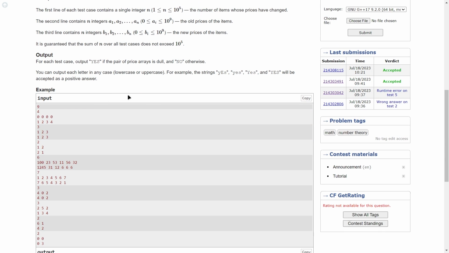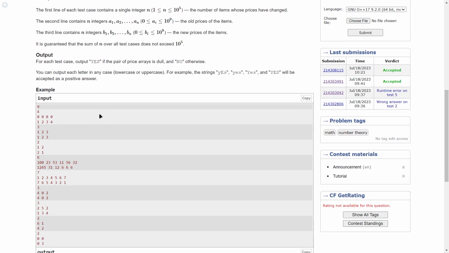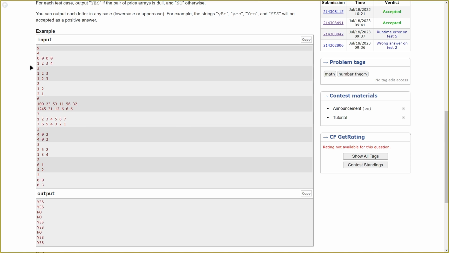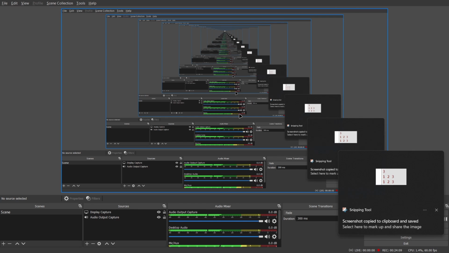Now we want a state in which all the values in array A are 0, and we have to tell whether it is possible to do it after some number of moves or not. If it is possible, we have to print yes, otherwise we have to print no. So let us see an example. For this particular test case, the answer is yes, and we will see how it comes out to be yes.